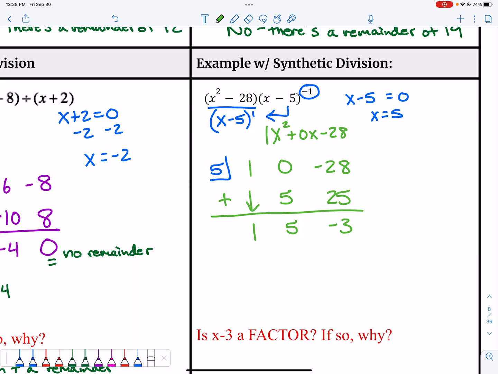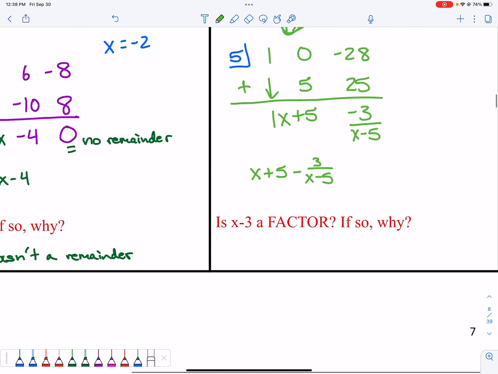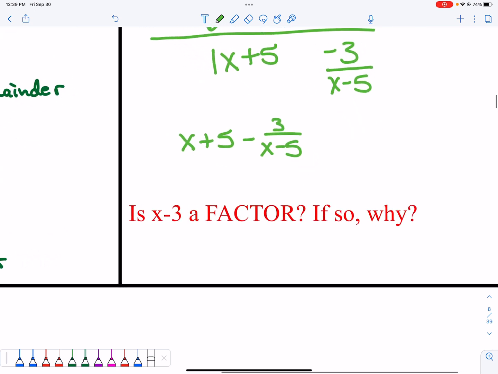So then our final answer would have 1 less power than what we started with. So that'll just be x plus 5. And we have a remainder of -3. And you always put that over your divisor. So x plus 5 minus 3 over x minus 5 is our quotient. And then the remainder was -3. And the divisor was x minus 5. So we would say no, it is not a factor, because there was a remainder of -3.